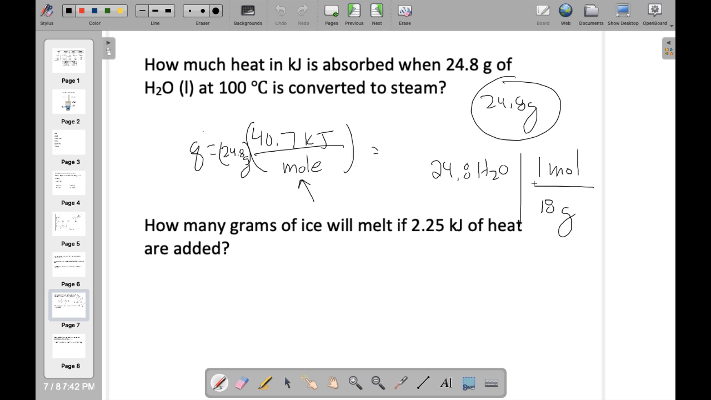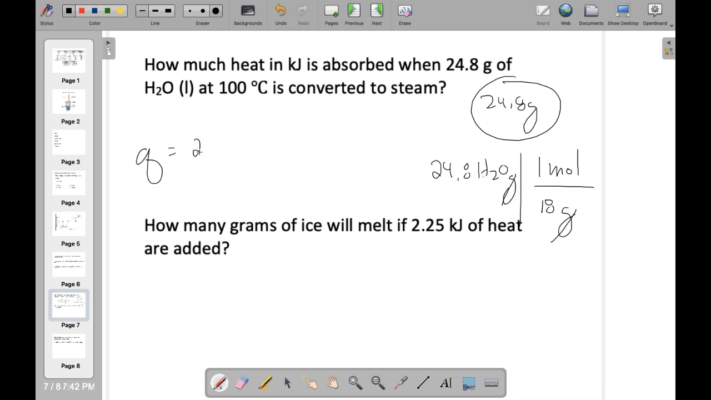So what I would do is, the grams would cancel, right? And 24.8 divided by 18 will give me a number. So in the end, Q is going to equal 24.8 grams of water times 1 mole of water divided by 18 grams.